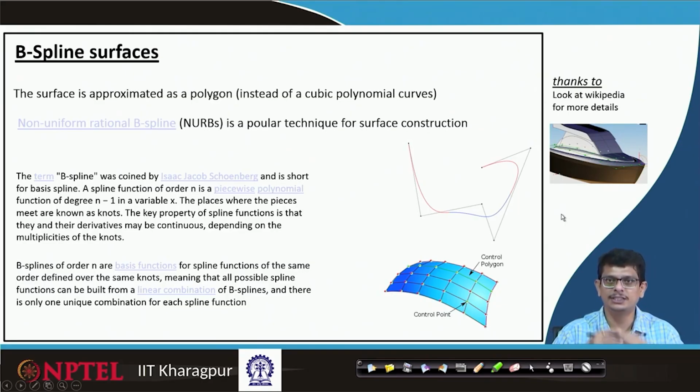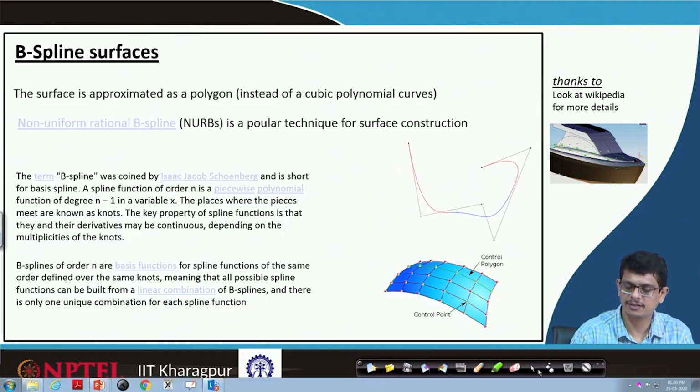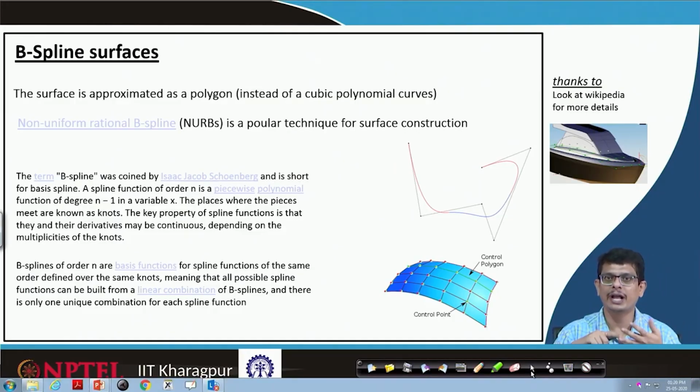For example, if you want to construct ship hulls and so on, usually these B-spline surfaces are quite popular. If you open any CAD software, maybe SolidWorks, AutoCAD, or OpenGL, these are the kinds of software where you will have options, like whether you would like to interpolate through B-splines or Bezier curves or Hermite basis functions and so on.